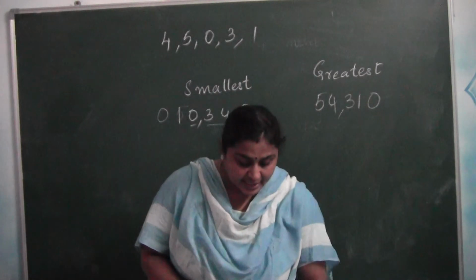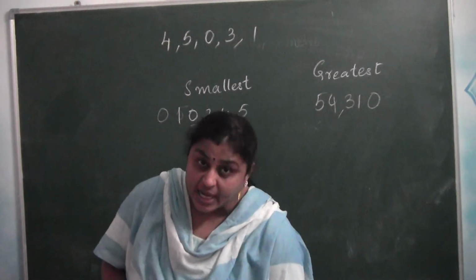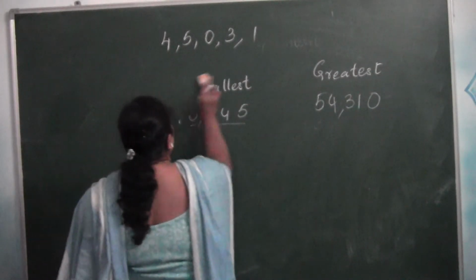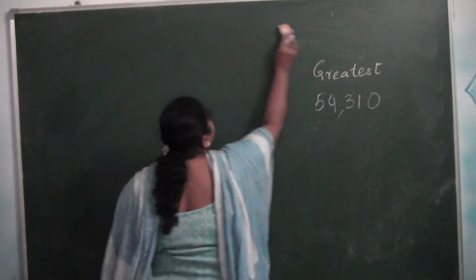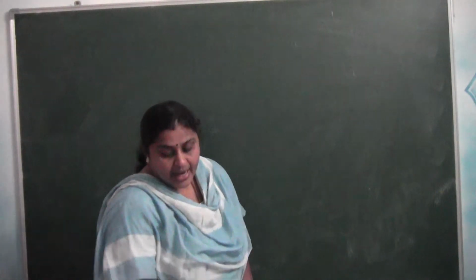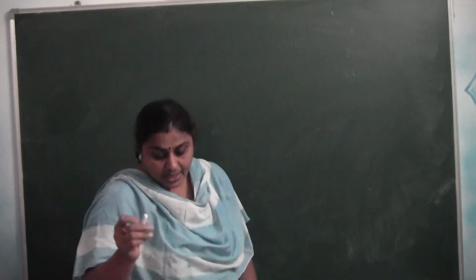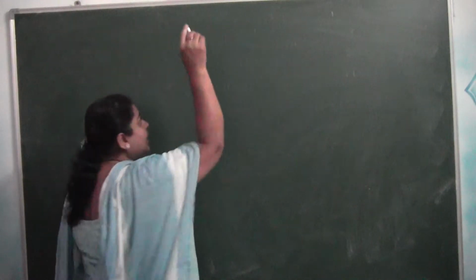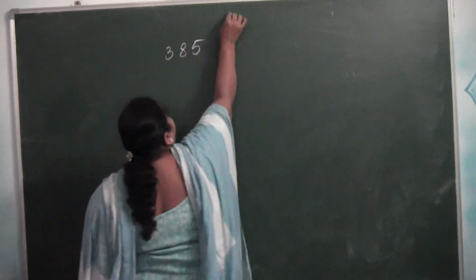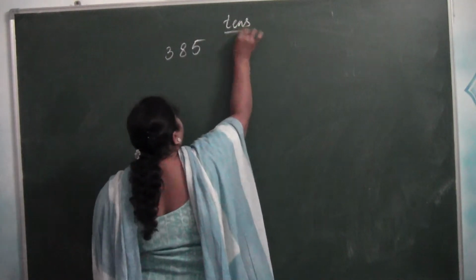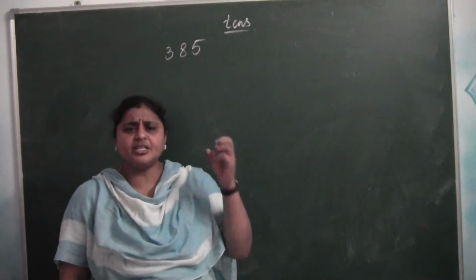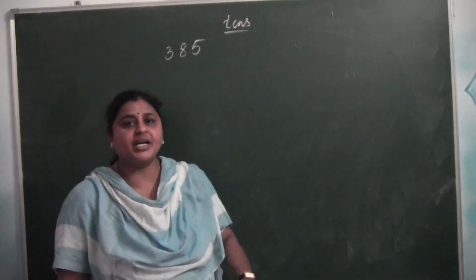Alright, now let us see the next topic, that is rounding of the numbers. Now you have in your exercise 2.5 rounding of the numbers to nearest 10, nearest 100 and nearest thousands. Now let us see. I have 385. I have to round it off to nearest tens. It is very simple children, rounding of the numbers.